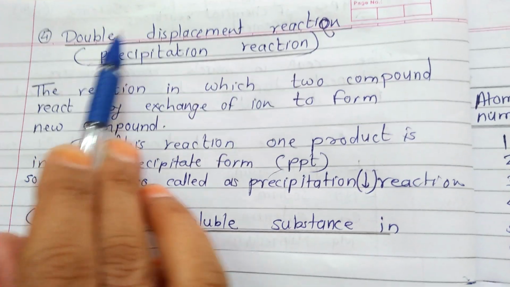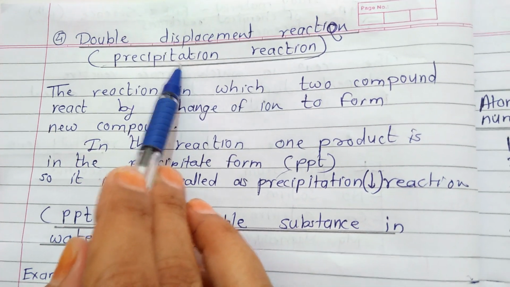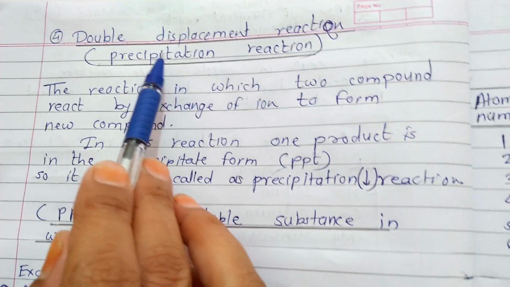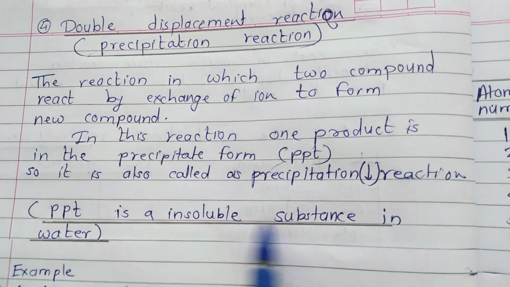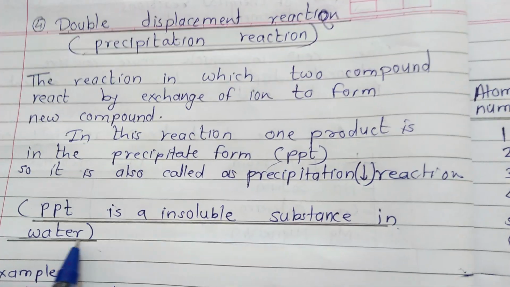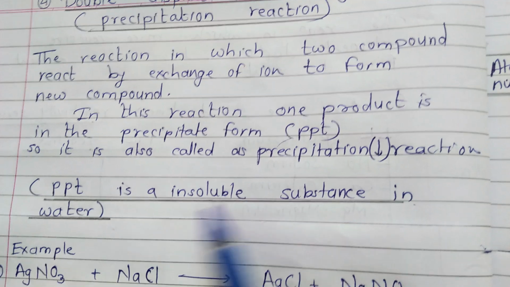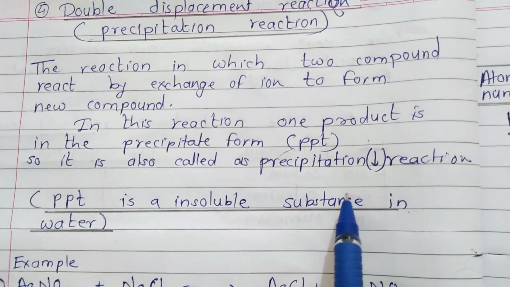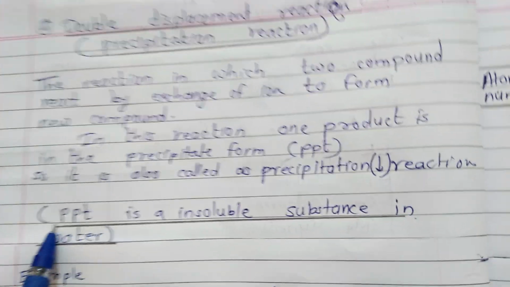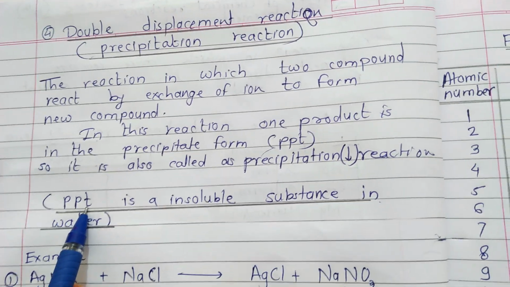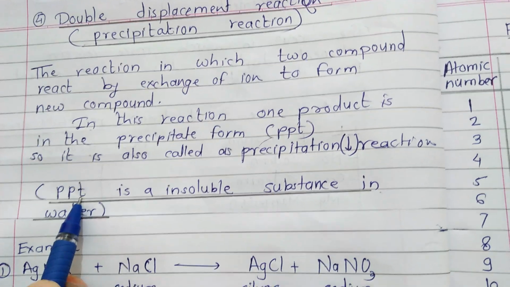Why? Because in this reaction one product is in the form of a precipitate. So what is a precipitate? A precipitate is a substance which is insoluble in water. It is a solid substance that cannot dissolve in water. That substance which is insoluble in water is called the precipitate, and the sign of the precipitate is the downward arrow.